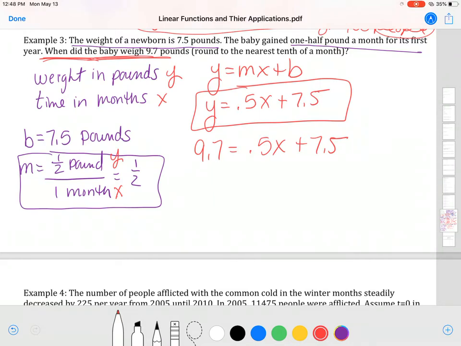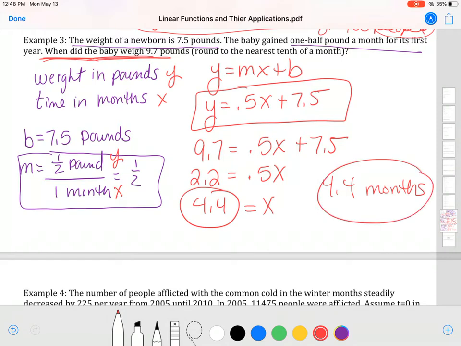So I'm going to subtract 7.5 from both sides. So that's going to give me 2.2 is equal to 0.5x. When I divide both sides by 0.5, I get 4.4. So my answer is going to be, don't forget your units, 4.4 months. That's when the baby's going to weigh about 9.7 pounds.